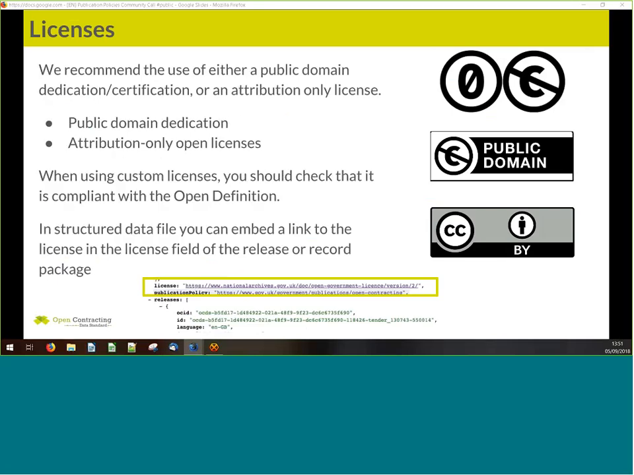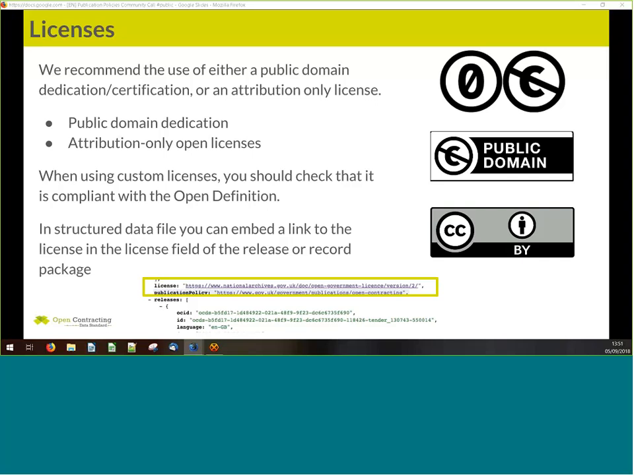So we recommend using either a public domain dedication type license or an attribution only license. The difference between those is, in a public domain dedication, you're saying there's no copyright, database rights or any other type of rights over the data that you're releasing. You're putting it in the public domain and saying people can use that in whichever way they see fit.